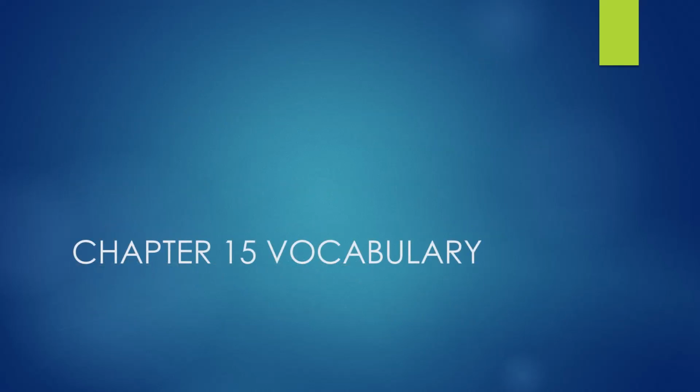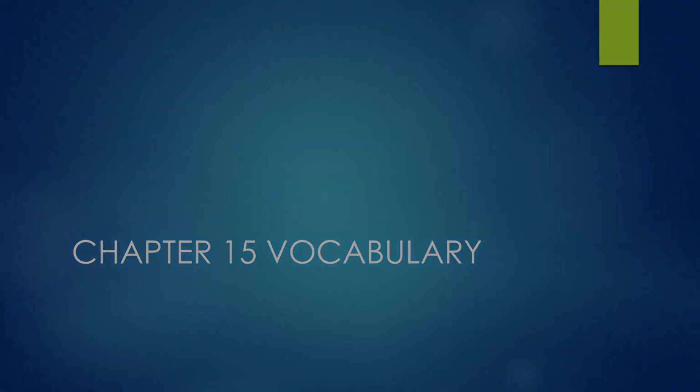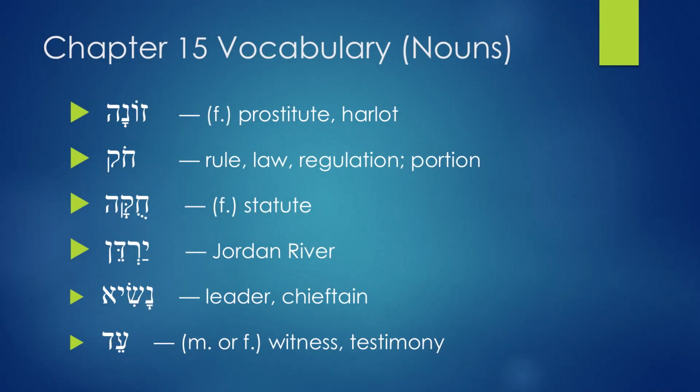All right, let's look at vocabulary for chapter 15. On the nouns, you have zona. Zona means prostitute, harlot. Next, you have chok. Chok means a rule, a law, a regulation. And then you have hukah. Hukah means statute. Then you have Yarden. Yarden means Jordan, Jordan River.